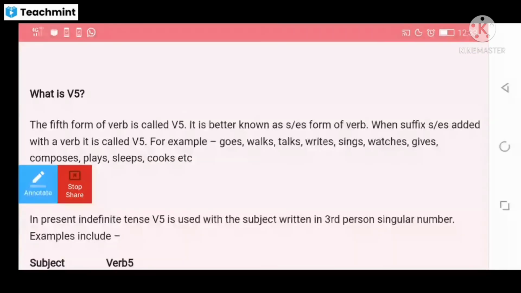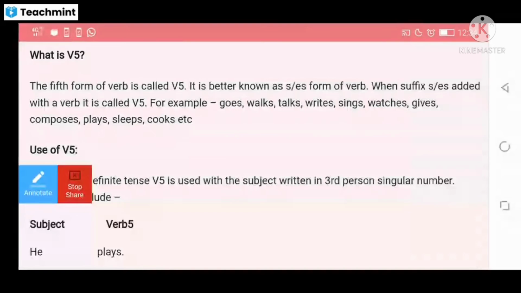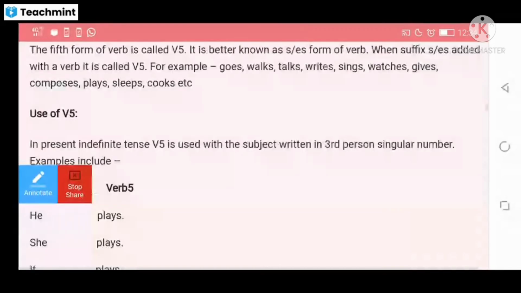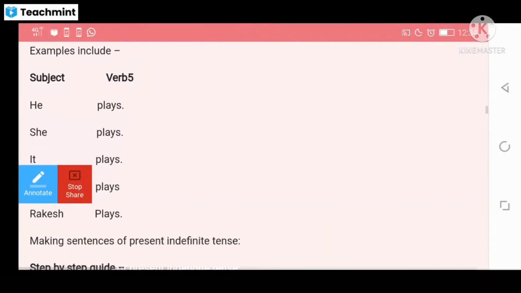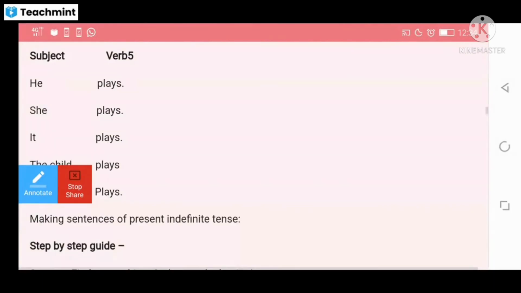Now let us look at the use of V5. If we look closely at the use of V5, we'll see that in present indefinite tense, V5 is used with the subject written in the third person singular number, as you see in the upcoming lines. You see, he plays, she plays, it plays, the child plays, Rakesh plays. Here you see all the nouns and pronouns are in third person singular number, and since they are in third person singular number, we have used V5, that is the S/ES form of the verb, in writing.